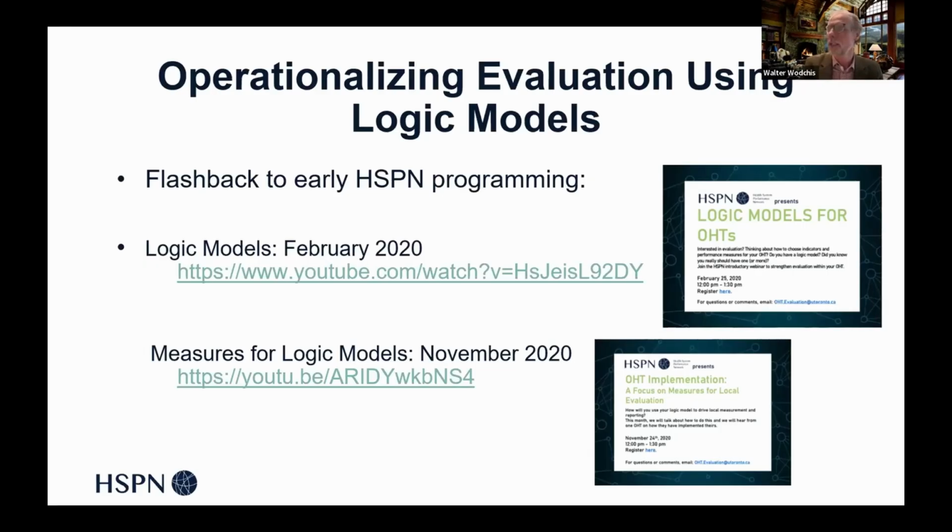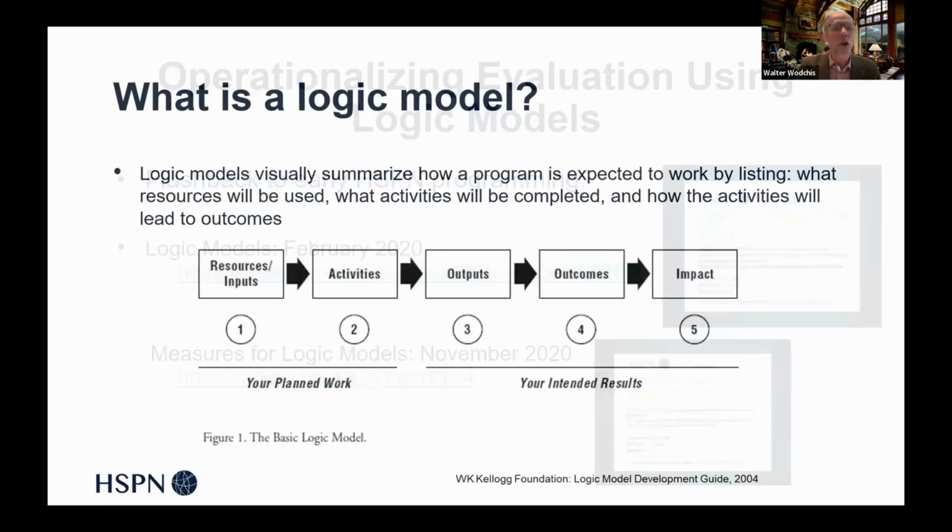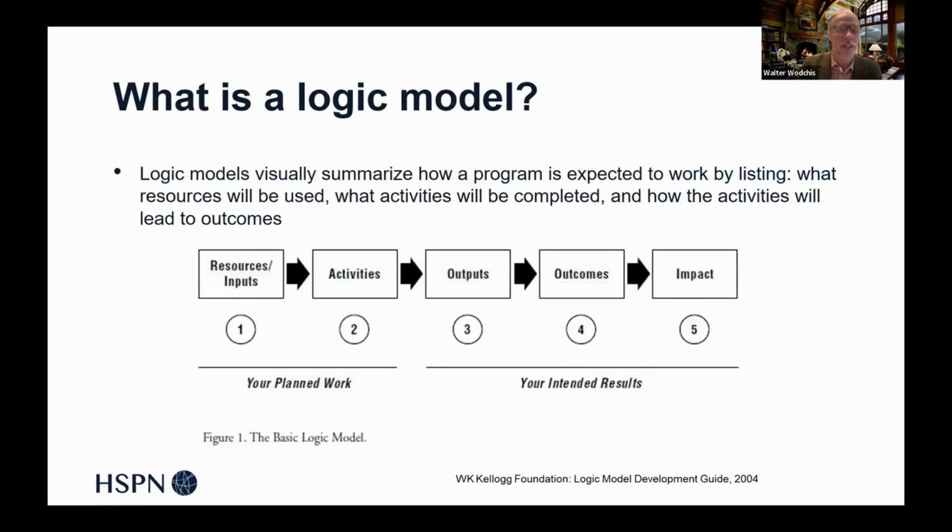The next slide, just what is a logic model? This is the same as what we originally suggested. So thinking about understanding what it is the program does, that's the activities. And what are the resources that you're putting in? What are the people? What are the technologies? What are the new tools that we're putting in place? Those are the resources. And then what are we doing with them? That's the planned work, the activities.